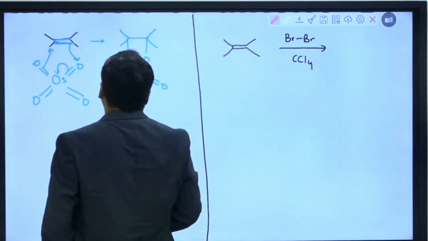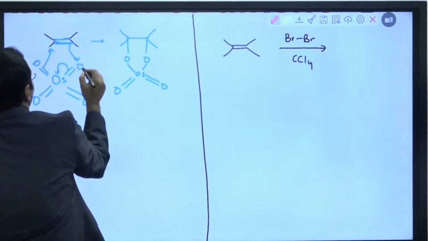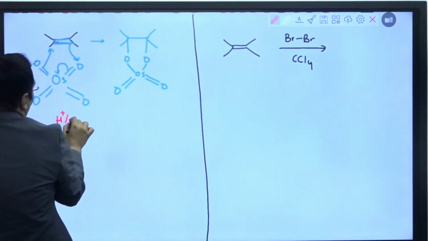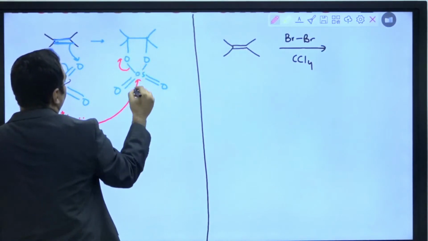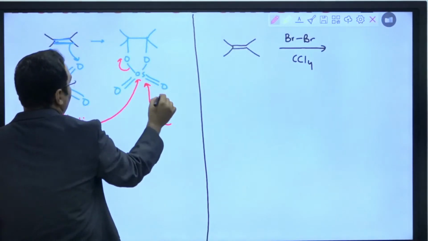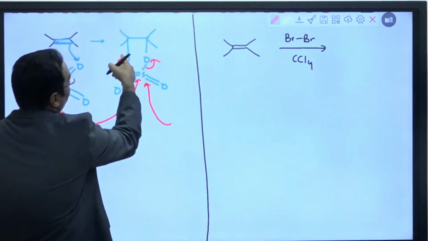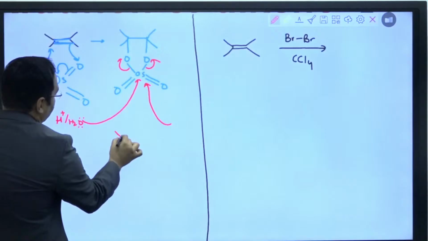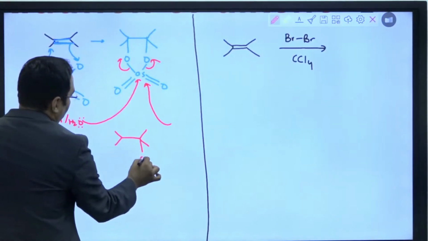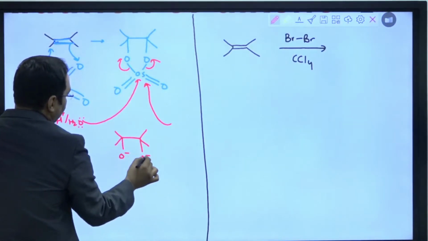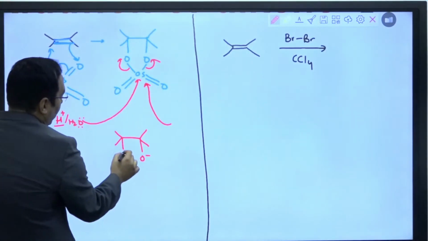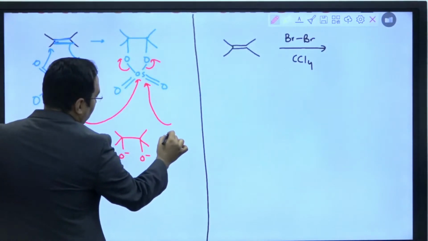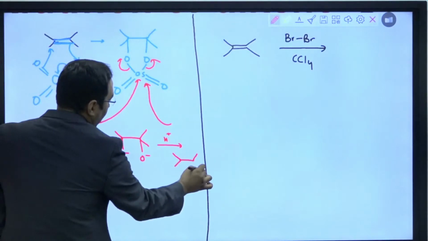Now, what is the role of H plus? When I say H plus, it is with water. So what is the role of water? The water molecule makes a nucleophilic attack, and these bonds become free. The other unit attacks, and this bond becomes free. When they become free, the structure will have O minus hanging like this, and with the presence of H plus it becomes OH, OH. This is the structure.